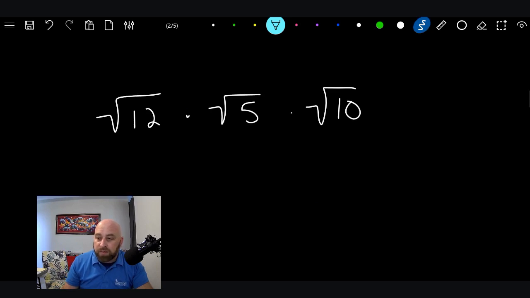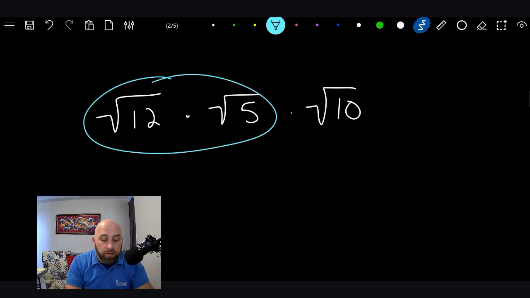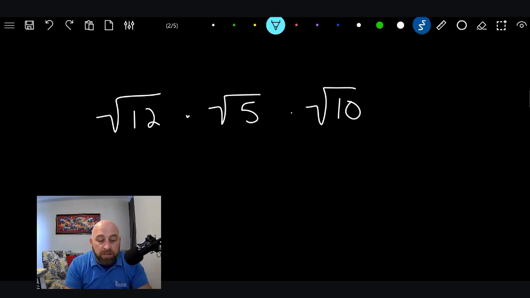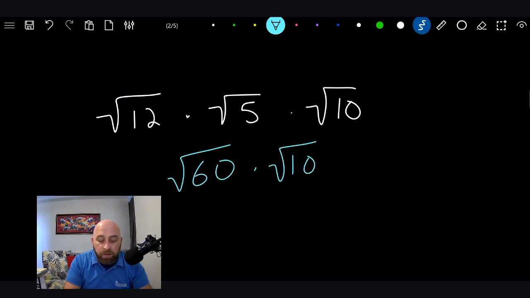All right, next one. This is 8.4b. All right, now a little bit more difficulty here. So what we're going to do is we're going to multiply these piece by piece. So let's multiply this first, and we're going to get the square root of 60 times the square root of 10. What's 60 times 10? Well, that is going to equal 600. Square root of 600.